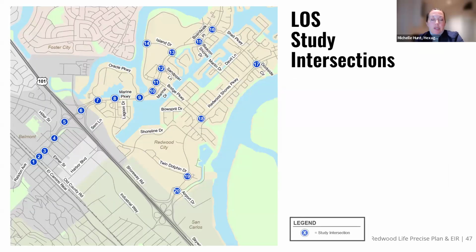So for level of service analysis, we have looked at 20 intersections that are expected to be potentially affected by this project. They're primarily in Redwood Shores, although there are some intersections along the Ralston Avenue corridor within Belmont. Next slide.